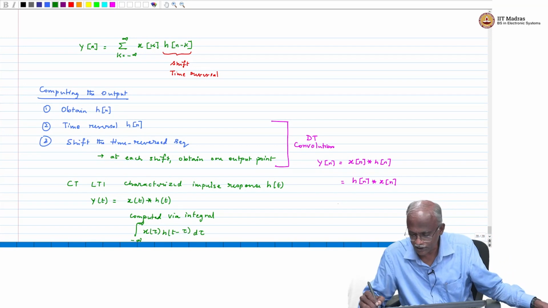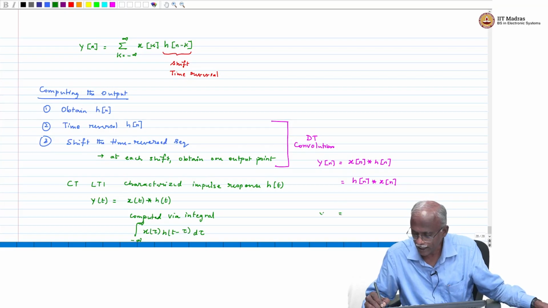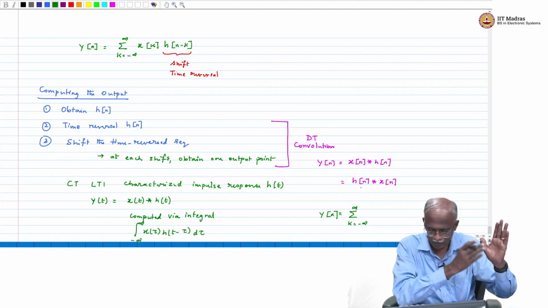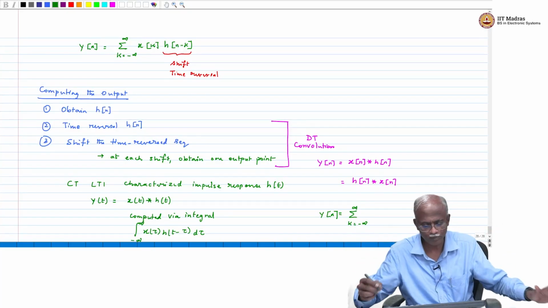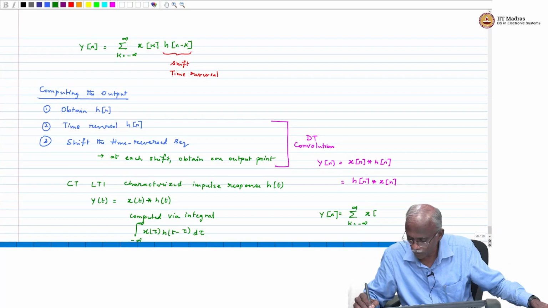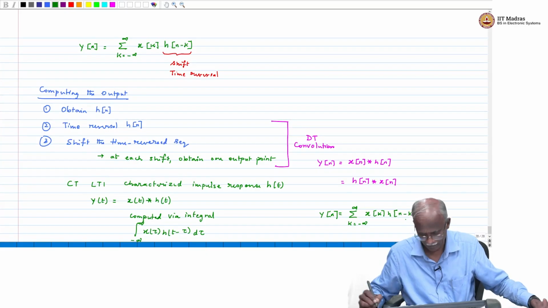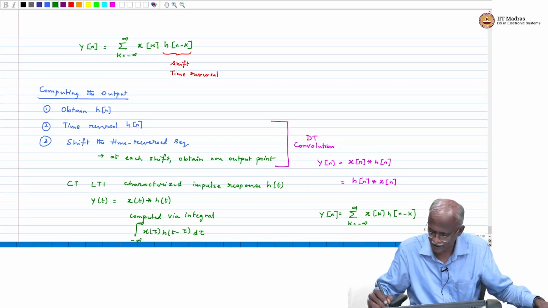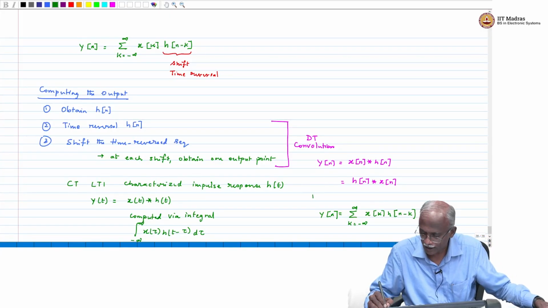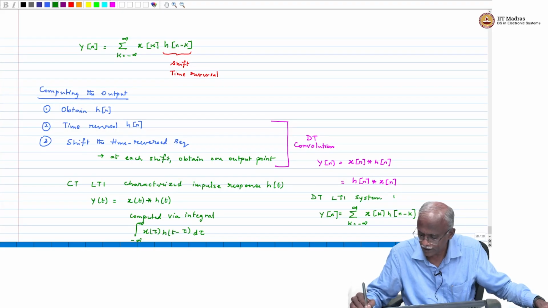In the case of a discrete time system, what we have is a summation. y of n is given by the sum over k equal to minus infinity to infinity, just like there you have the integral going from minus infinity to infinity, of x of k, h of n minus k. Same operation. So you can see the similarities. This is a discrete time LTI system. It is completely characterized by the discrete time impulse response h of n.